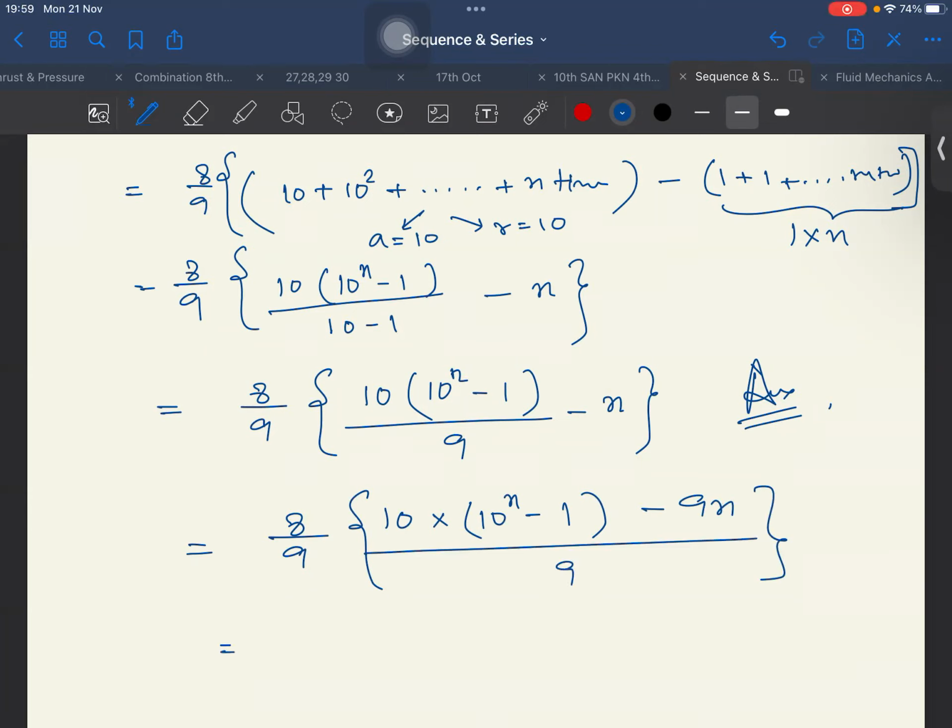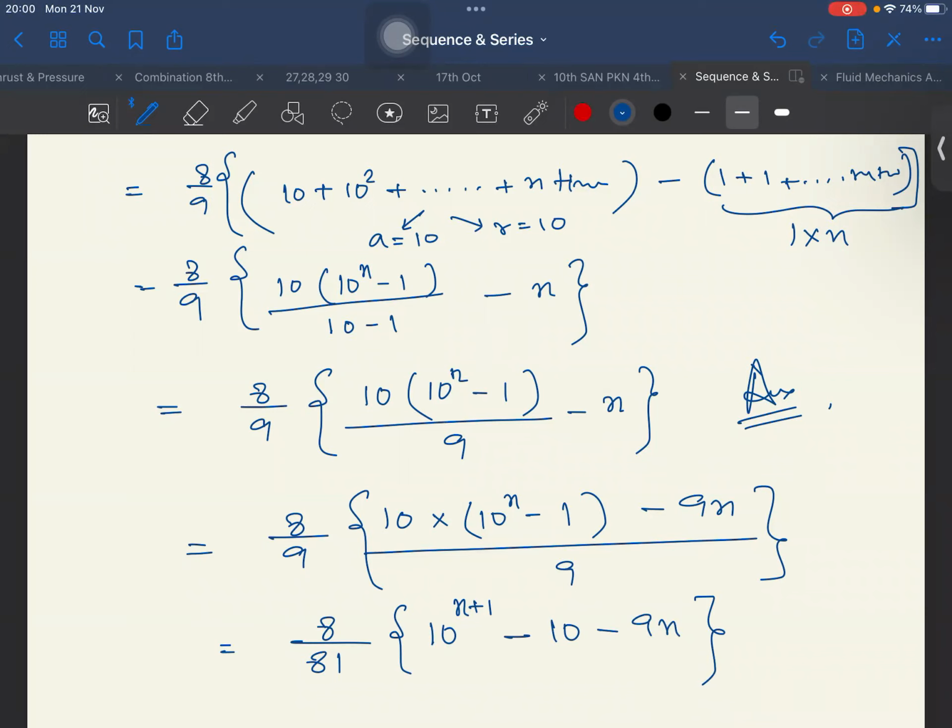This will become 10. Okay, so what you can take? You can take this 10 common outside. So you can write, or just leave it like that. It doesn't matter. 8 upon 81 into, you can multiply this 10 to the power of n plus 1 minus 10 minus 9n. This is again one of your answer. Okay.